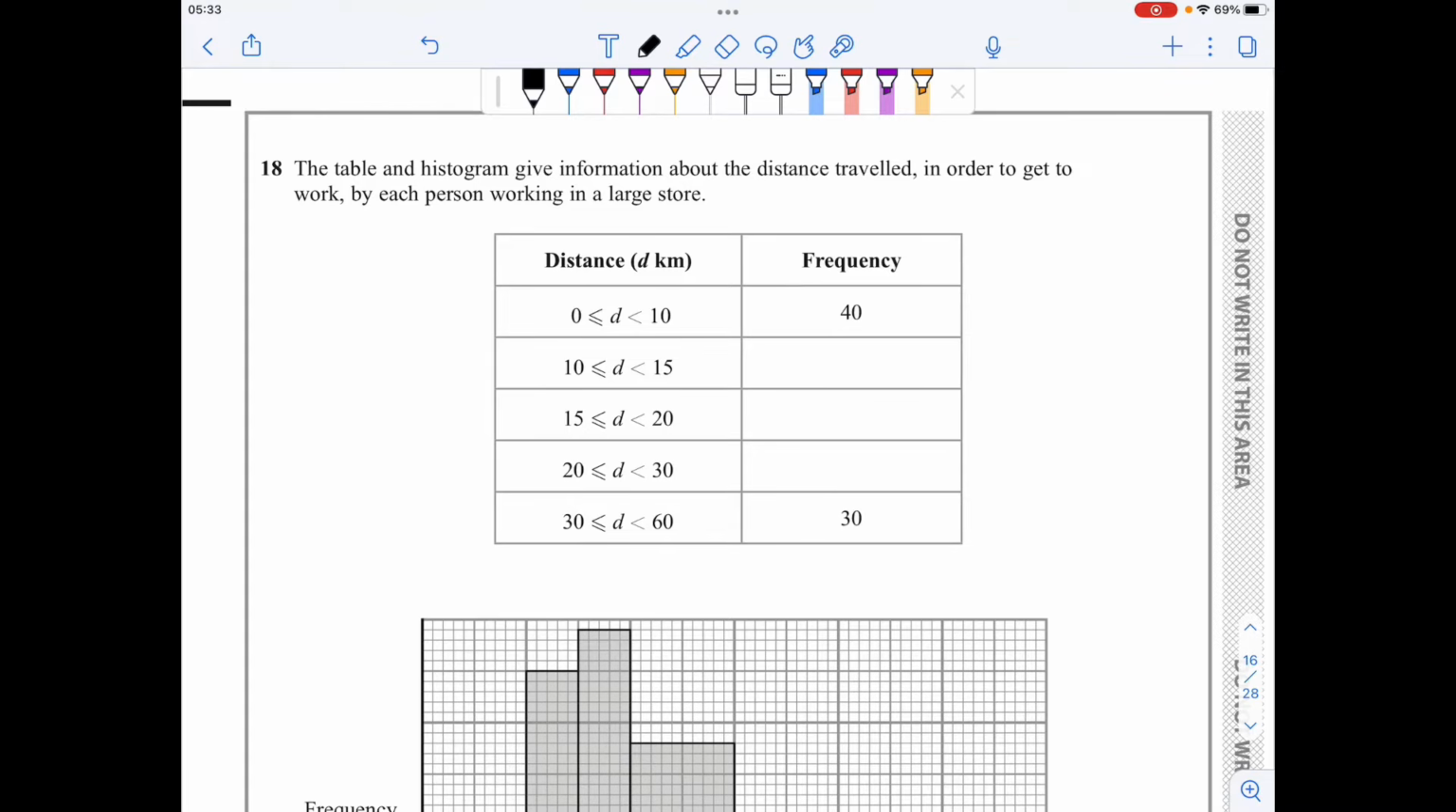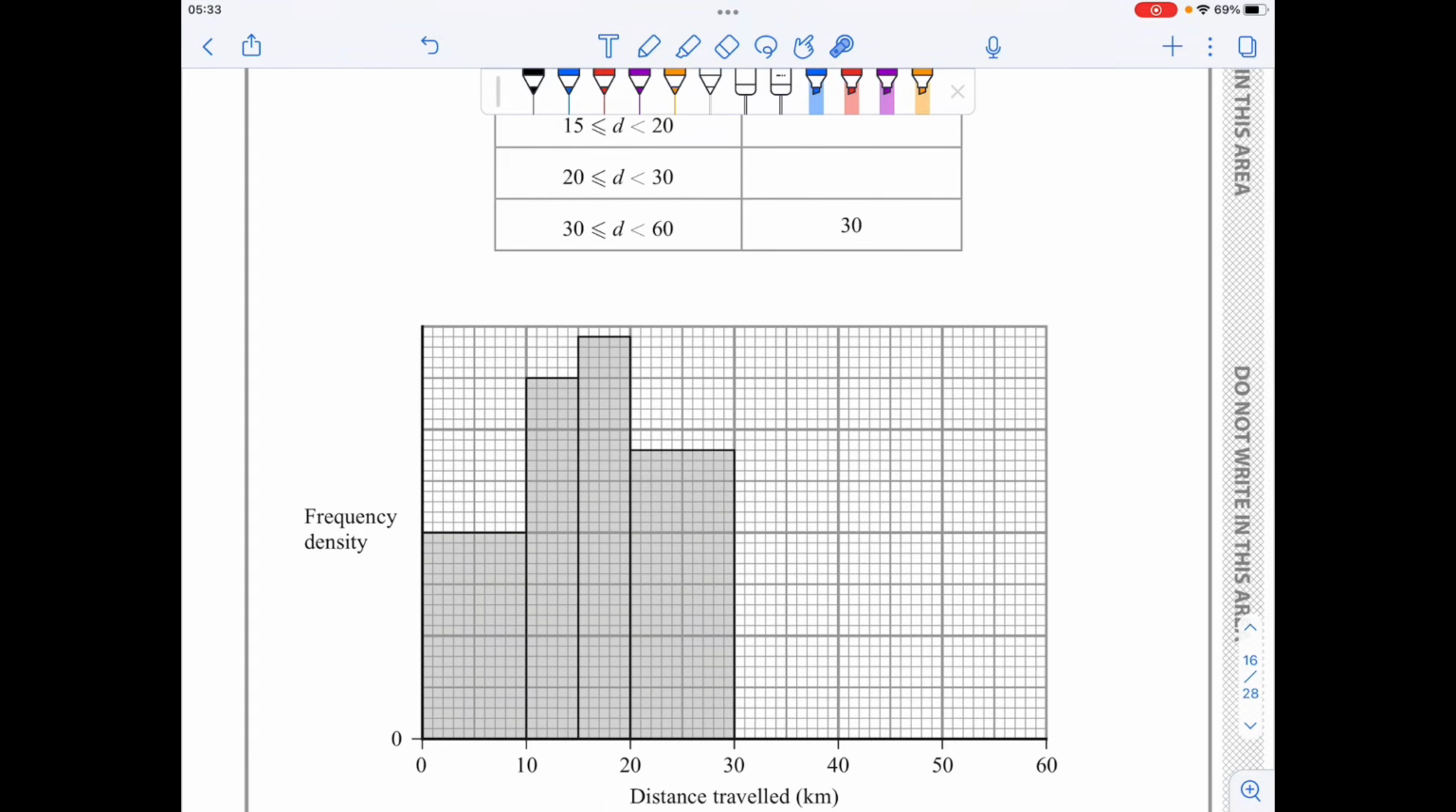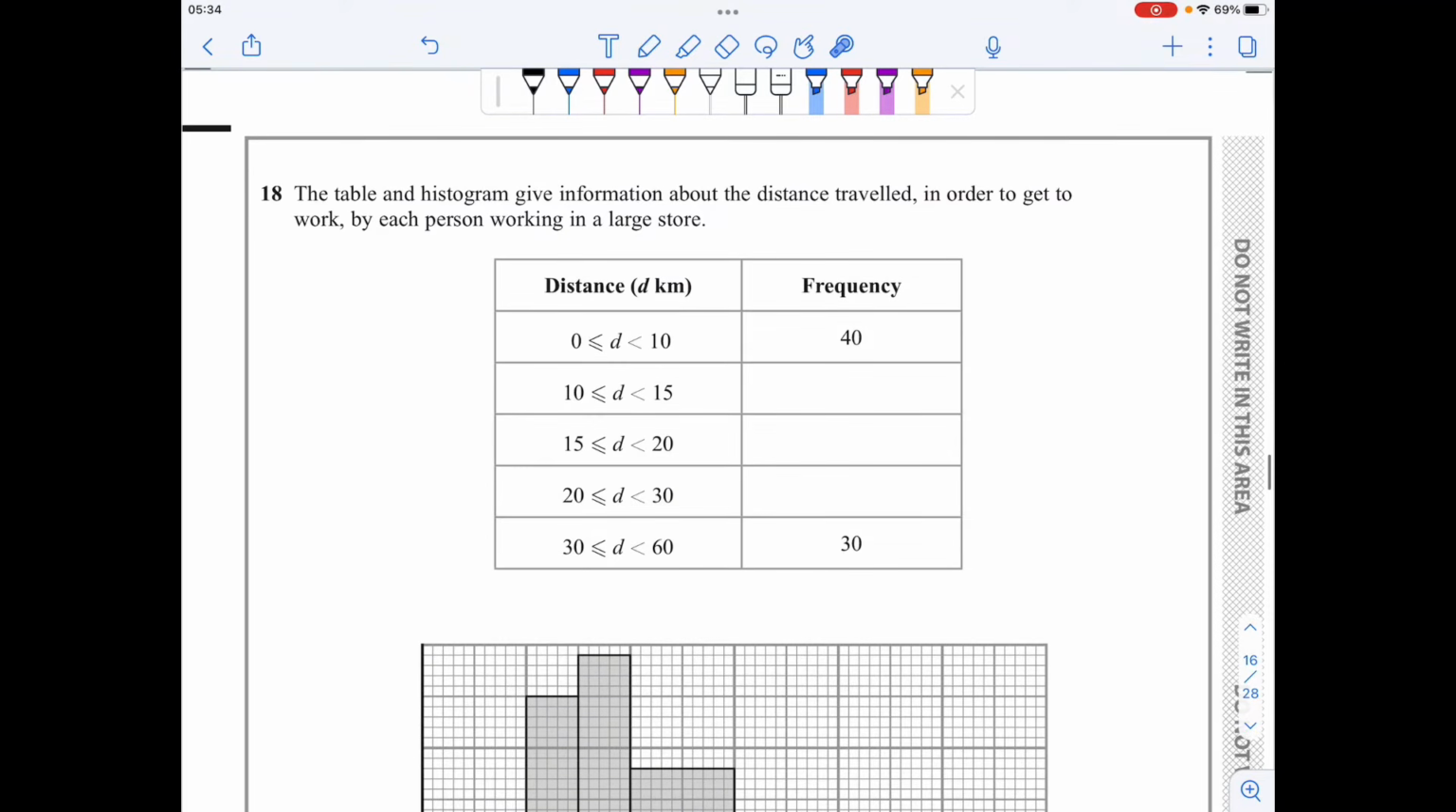In question 18, I have this table and this histogram. Now, I am given the frequency for the first bar and the last one, and then I'm given the heights of the first 4 bars. So know that for the first bar, I'm given both the actual bar and the frequency. So what I'm going to do now is create 2 extra columns, one that we labeled class width and the other one frequency density.